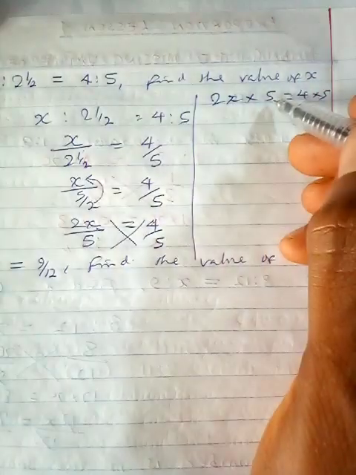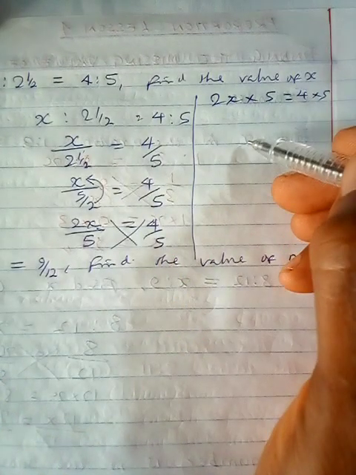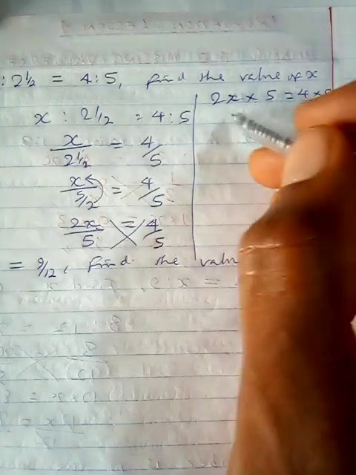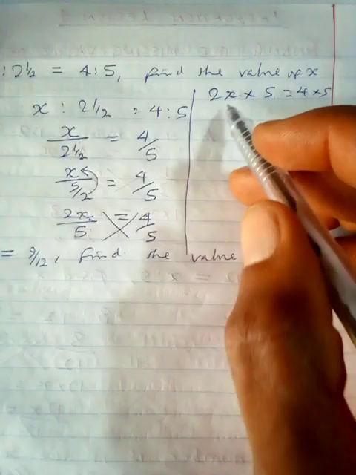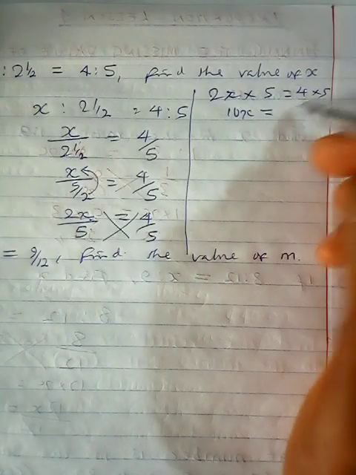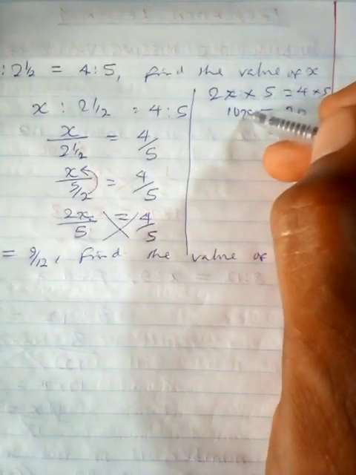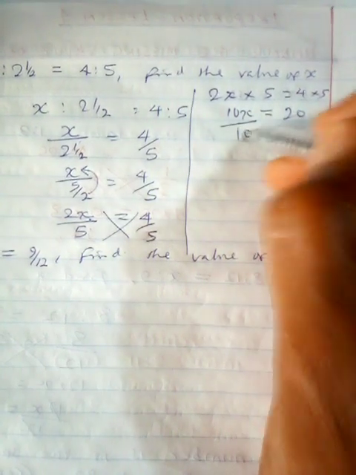So 2x times 5 is going to give us 10x. 10x is equal to 4 times 5, which is going to give us 20. To get your x now, you divide both sides by the coefficient of x, which is 10. Divide here by 10 and divide here by 10.